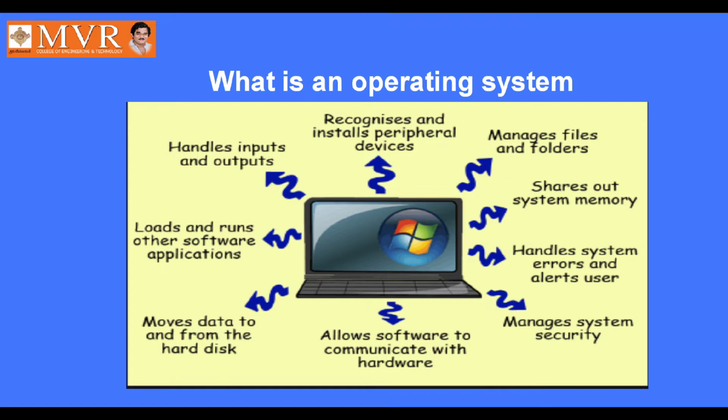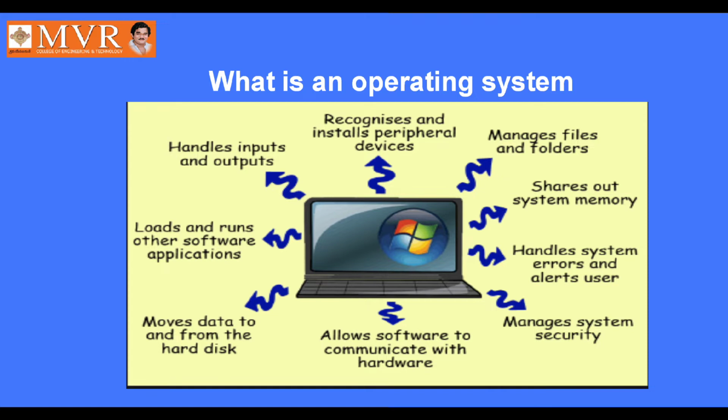Similarly, it manages files and folders. We all know that. We have different types of partitions in our system: C drive, D drive, E drive, F drive. Those folders and files are managed by the operating system only. Similarly, it also shares out the system memory, because nowadays all systems are multi-user and multitasking operating systems. The same memory may be shared by several users or several devices in the system.